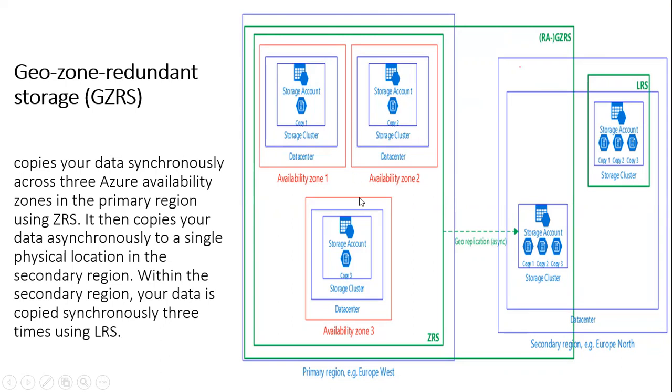So with geo zone redundant storage, whenever I upload one file, the same file is stored in three data centers first, and then it gets a copy in another region, in another data center. In that second region, it makes three copies: one, two, three.